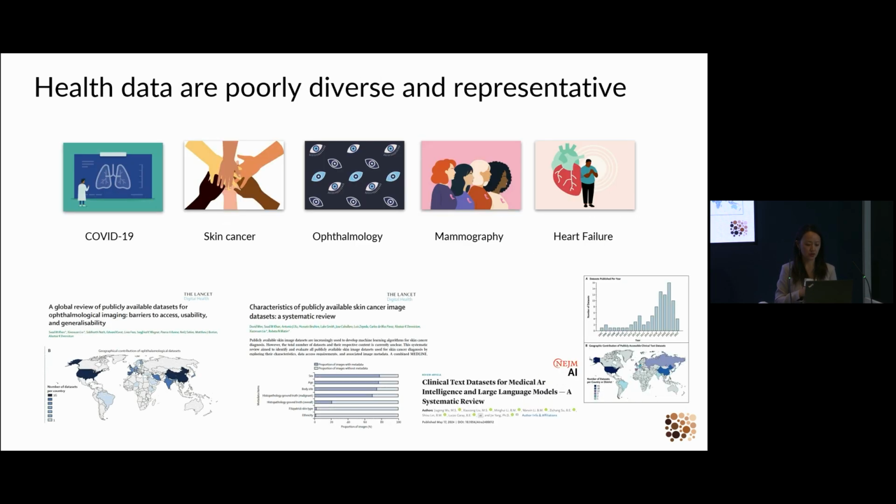And just to show what we found so far. So we did a series of data mapping exercises across different disease contexts. So we looked at COVID-19, skin cancer data sets, ophthalmology, and the other ones shown here. And what we find is that there's huge disparity and patchiness in terms of where the data comes from around the world.